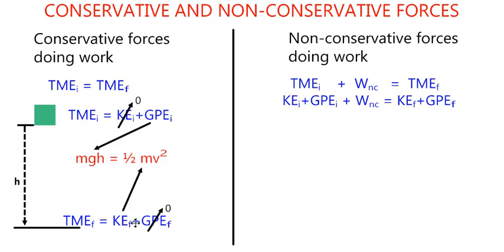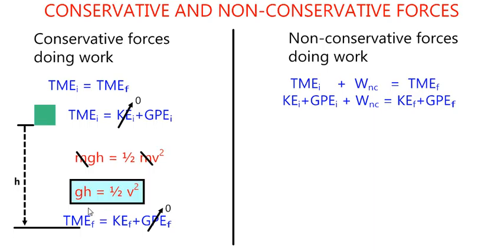Equating the final and initial energies, we've got that the gravitational potential energy is equal to the kinetic energy. Furthermore, the masses cancel, and that leaves us with a very nice simple equation that we're able to use to calculate unknown quantities. In this case, the mass need not have been known.